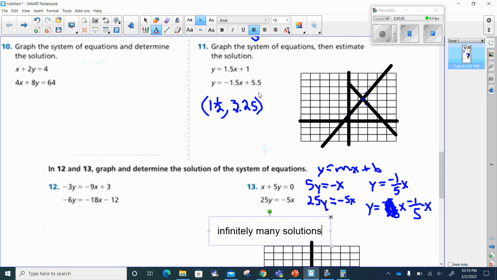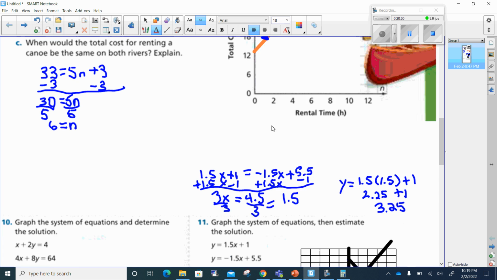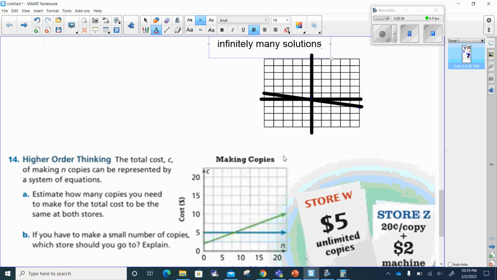Okay. And estimate the solution. Where do you do that? That was one solution. So number 4 is yours. 14 is yours to do.